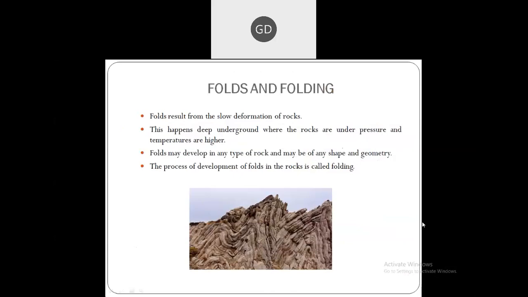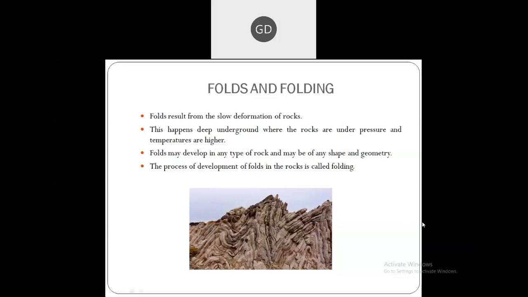Okay, so next comes your one part, that is fold and folding. So these folds you can define as the undulations or the bends or the curvatures that are developed in the rocks of the crust of the earth. You can see in the picture, these are undulations or bends or curvatures that are forming on the surface of the rock.